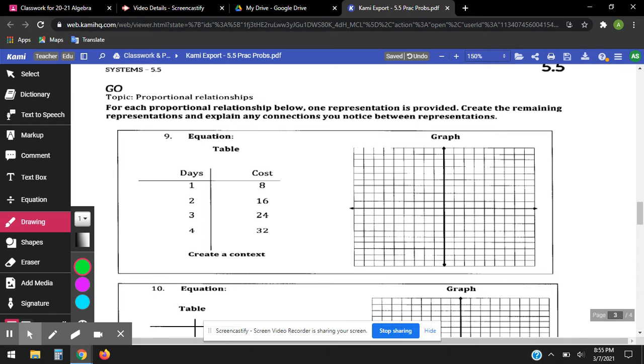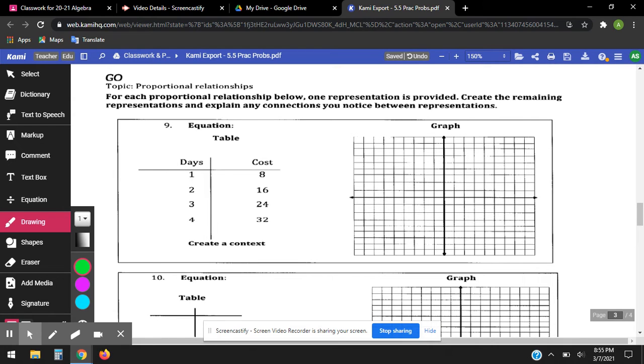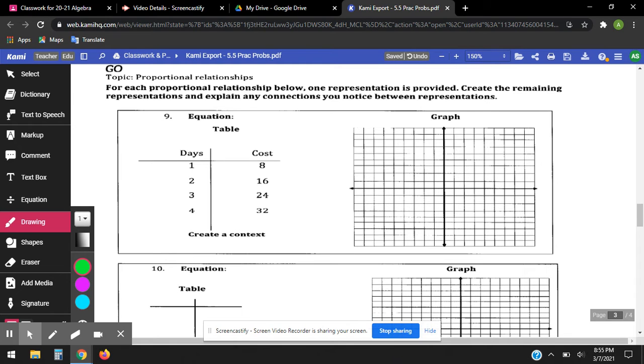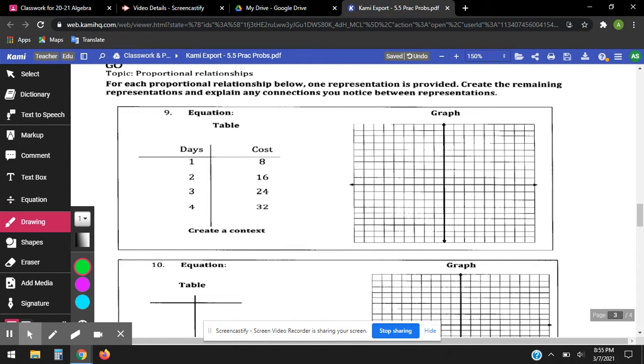Next. For each proportional relationship below, one representation is provided. Create the remaining representations and explain any connections you notice between them. So I need an equation. Let's see. That's a plus 8 or a times 2. This one's a plus 8.